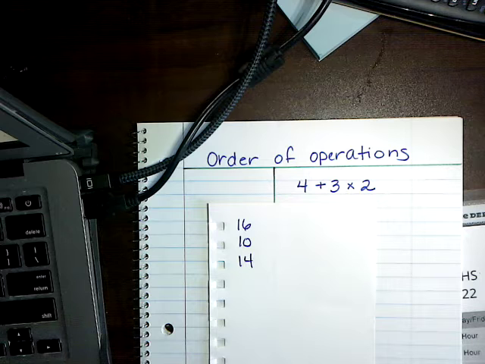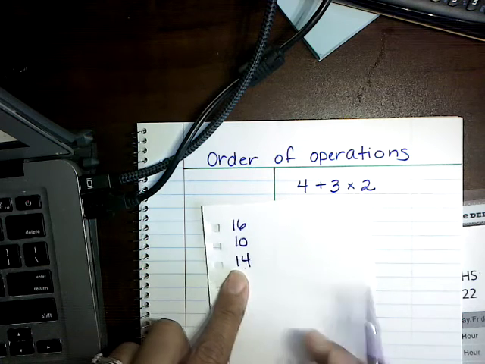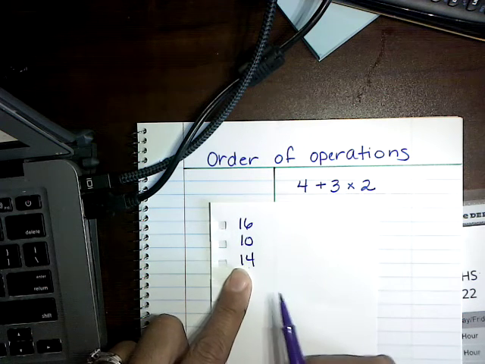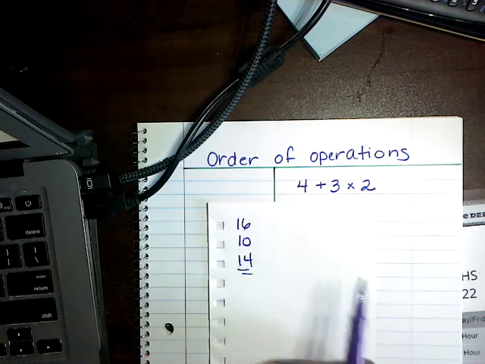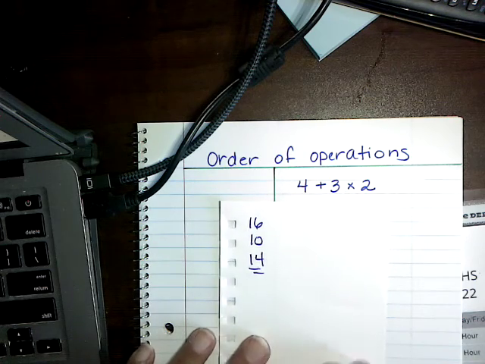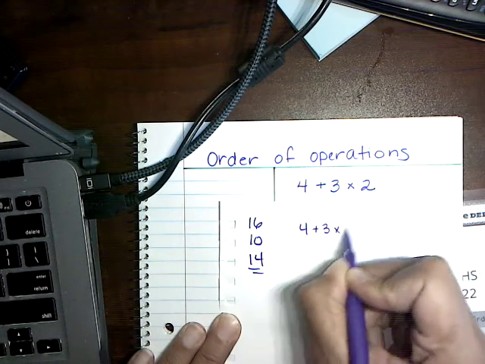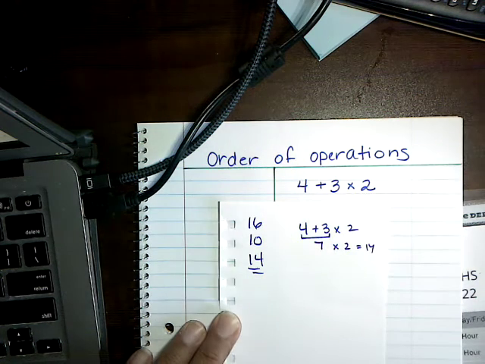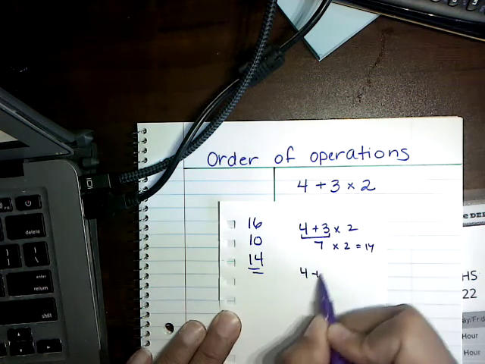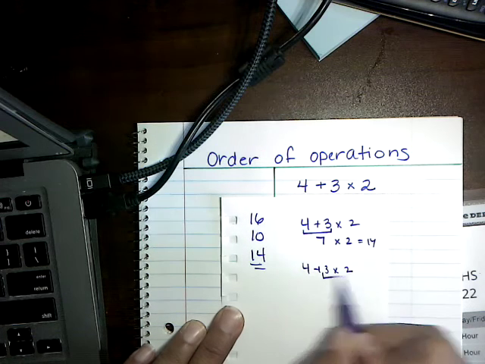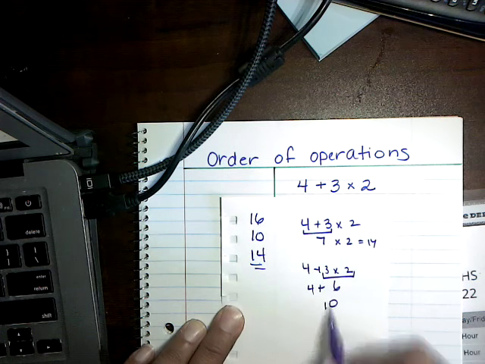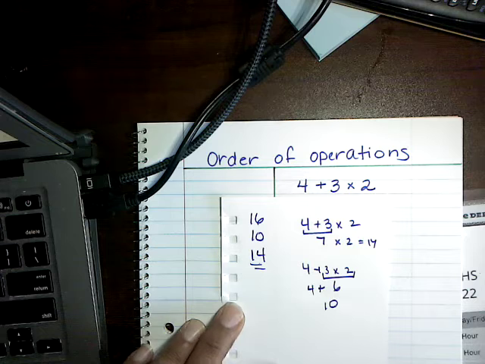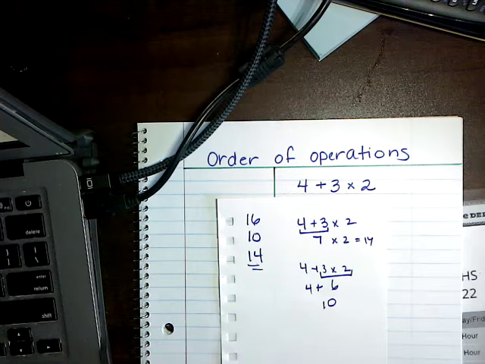Okay. So there's two ways to do this problem, but only one way is correct. I think 14, what did you do? Bridget, what do you do to get 14? Don't write this down. You did 4 plus 3 is 7 times 2 is 14, yes? What did you do? 2 times 3 plus 4 is 10. So, which one is correct?